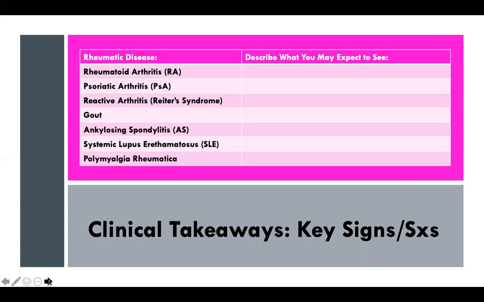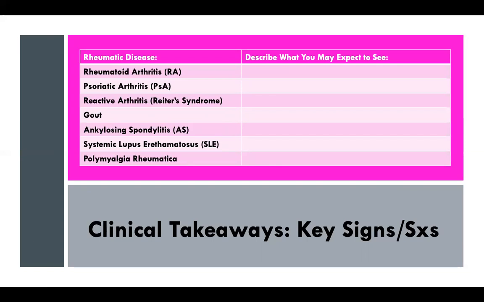So for these different rheumatic diseases, I want you all to take a little time on your own. You can pause this slideshow, and I'd really like you to fill out this table and try to describe what you might expect to see from each of these diseases and how you might start to suspect each one individually based on those keys or those clues to onset.